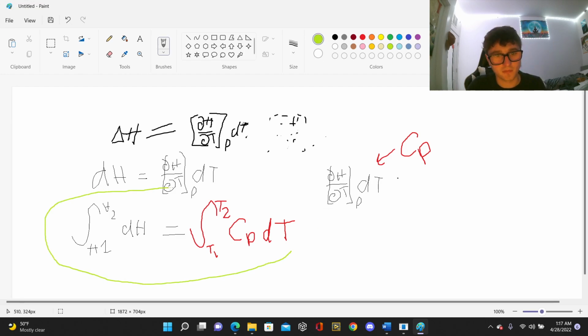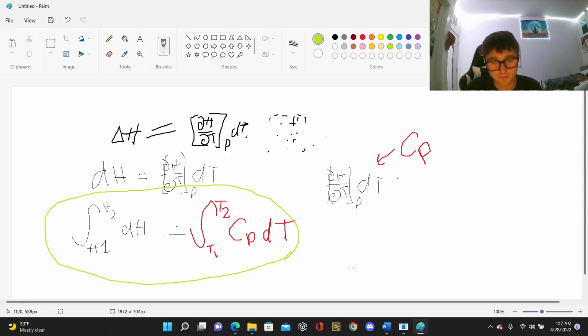Just to reiterate, this tells us the difference in enthalpies, the difference in energies, and it equals the integral of our CP value from temperature 1 to temperature 2. Knowing this is going to give us the change in temperature when we reorganize and integrate properly.